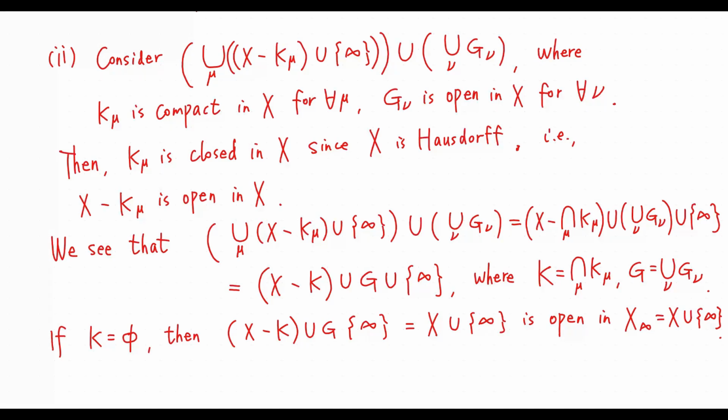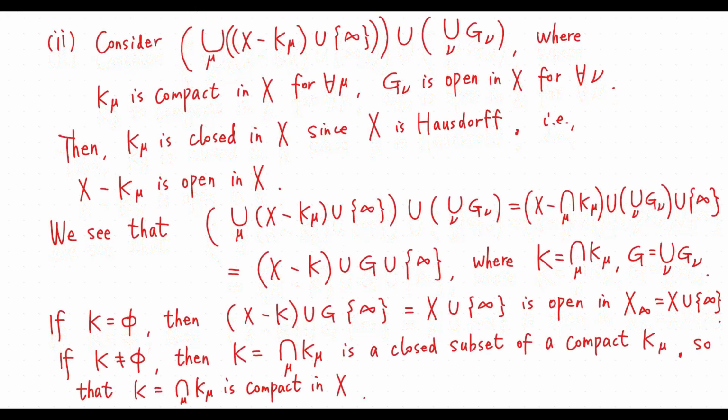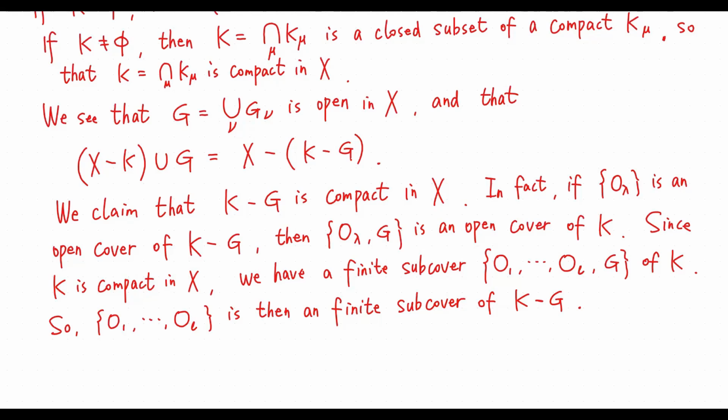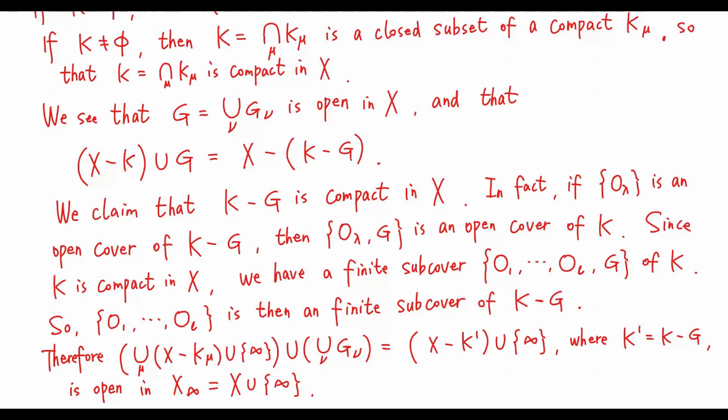If K is empty, this union is equal to X union the point infinity, which is open in X infinity. If K is not empty, then K is compact. We see this identity. We see that K minus G is compact in X. Therefore, this union is open in X infinity.